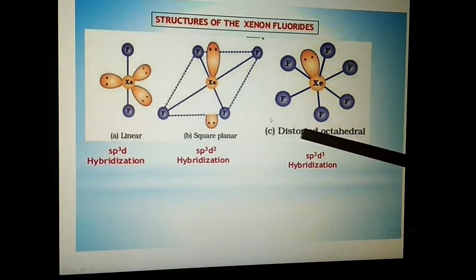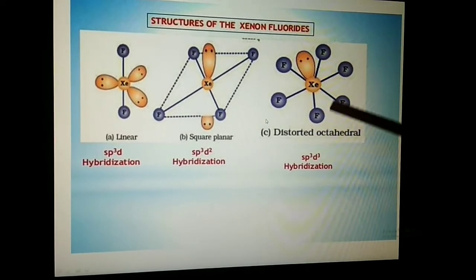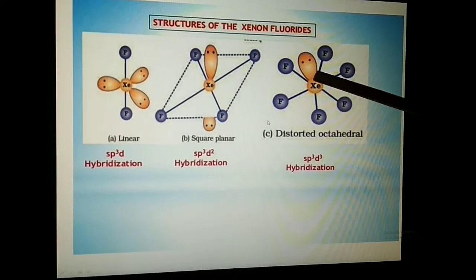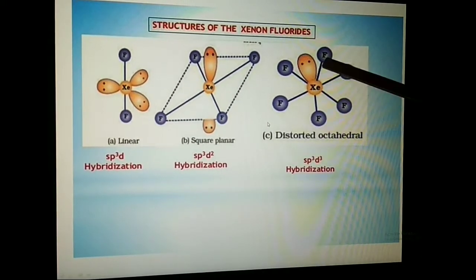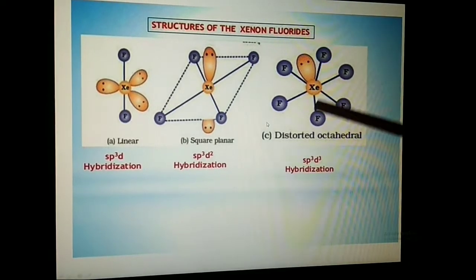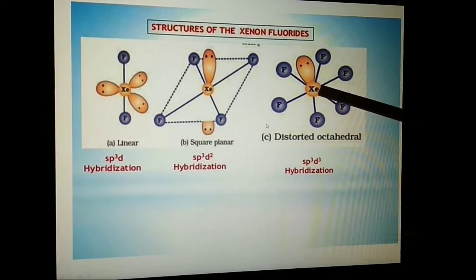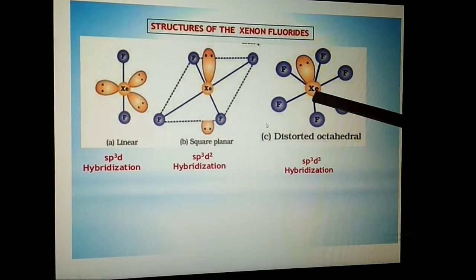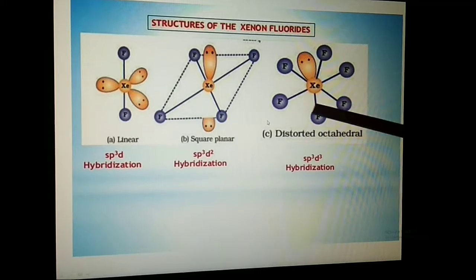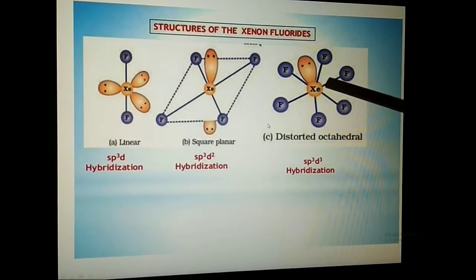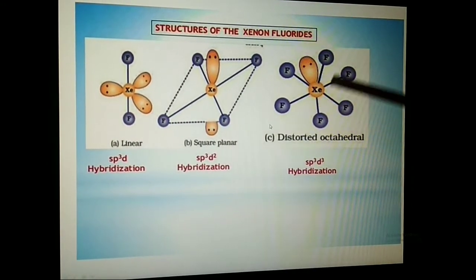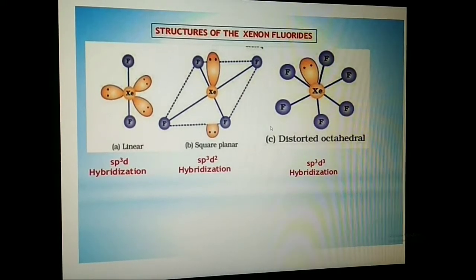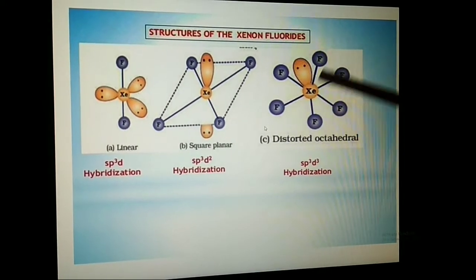And this is the important structure of XeF6, the distorted octahedral geometry, and the hybridization of Xe is sp3d3. Here the lone pair is present. This lone pair is called a stereochemically active lone pair. Due to this lone pair, the XeF6 molecule possesses three possible geometries. One is capped octahedral, another is pentagonal bipyramidal, and the third is capped trigonal prismatic. Due to this geometry, the XeF6 molecule is fluxional in nature. So, the intramolecular rearrangement takes place among the fluorine atoms, and that's why the molecule is fluxional in nature. And that is a dynamic molecule, and this is a non-rigid molecule.